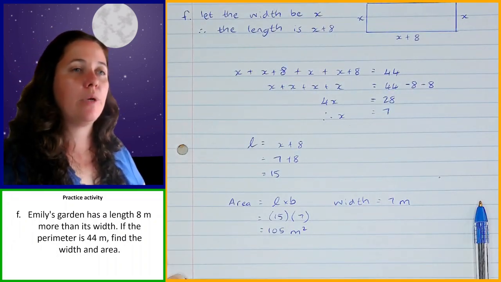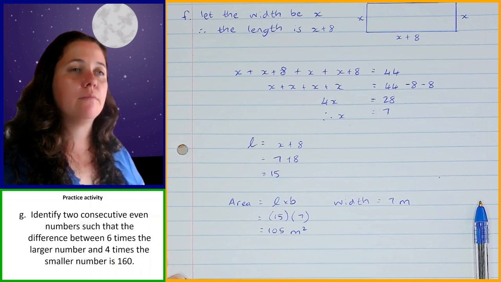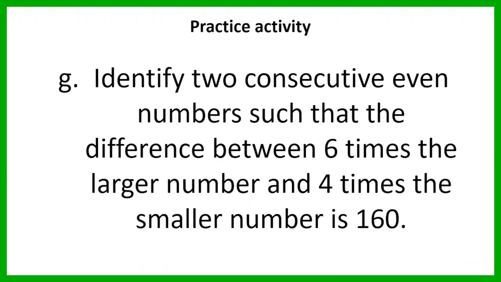Okay, next question. Here we've got to identify two consecutive even numbers such that the difference between 6 times the larger number and 4 times the smaller number is 160.